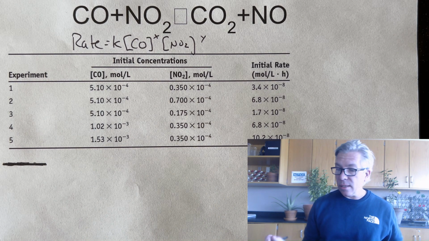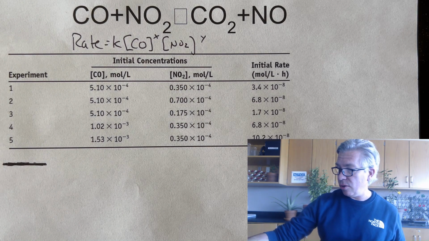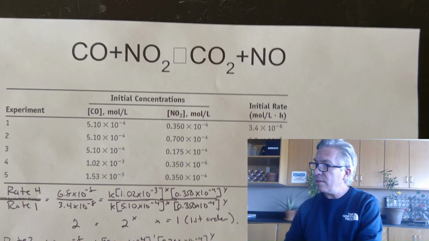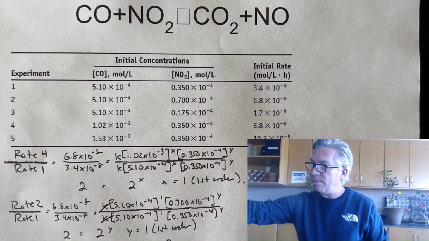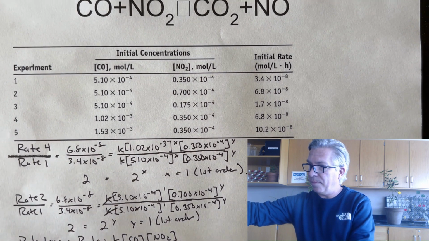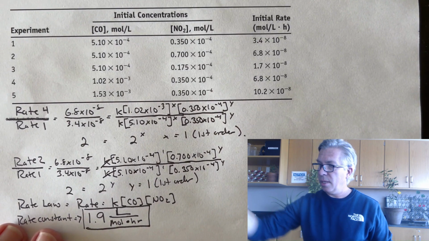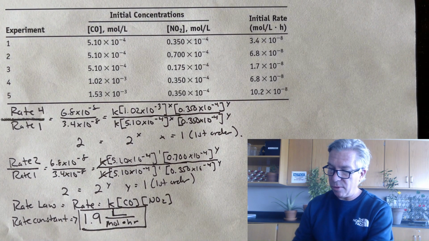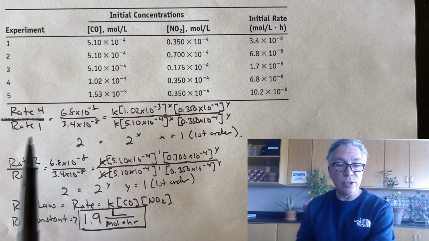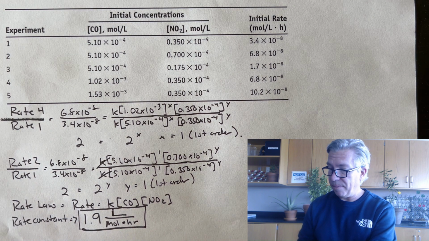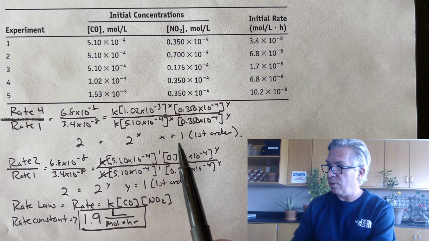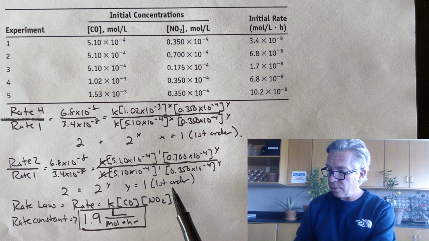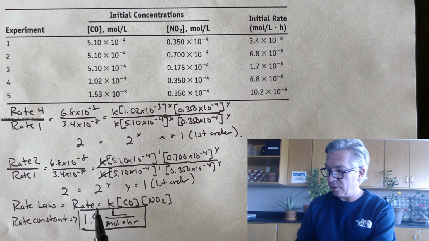All right, I'll take a second and show the solution to this one. And congratulations if you found that the reaction is first order with respect to both reactants. I did the math. I compared rate 4 over rate 1 and rate 2 over rate 1. You may have picked something different, and that's okay. But no matter which way you pick, you should end up with first order and first order. And so the rate law is rate equals a constant times the reactants, each first order.